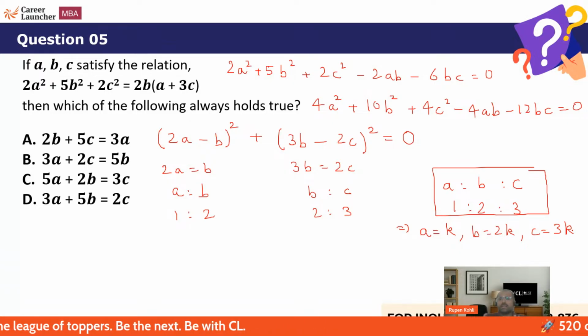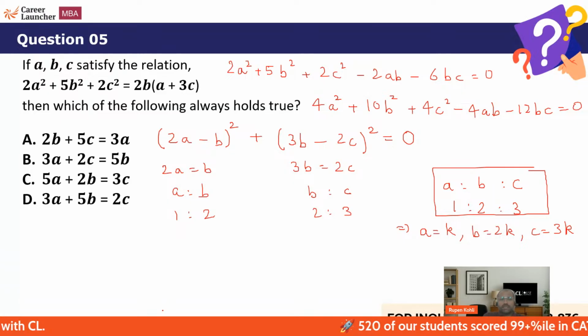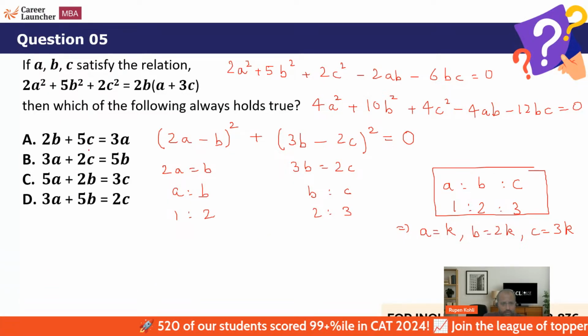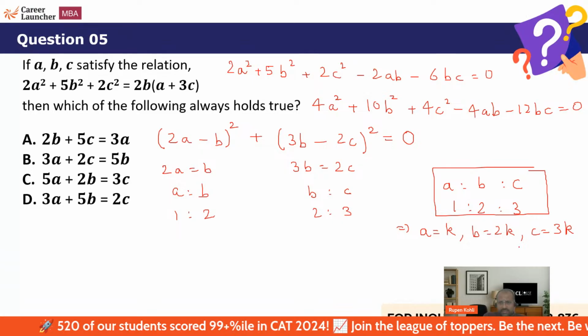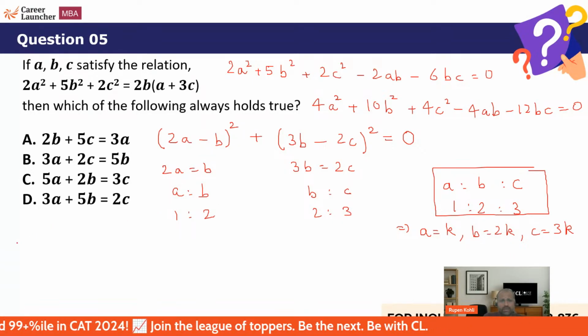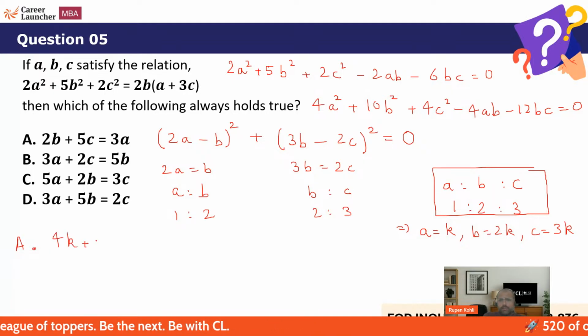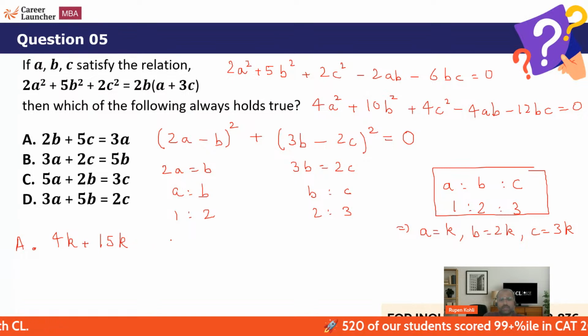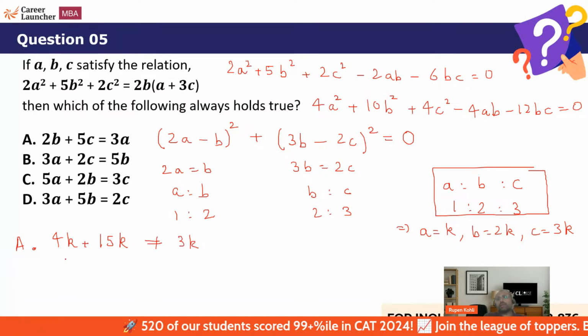K is not necessarily an integer, it can be any real number. Now we have to quickly check with the options which equation justifies these terms K, 2K, and 3K. So let's check quickly. Option A says 2B, which is 2 into 2K, 4K, plus 5C, which is 5 into 3K, 15K, 19K on the LHS. On the RHS, 3 into A, which is 3K. They are not matching. So option A is not correct.